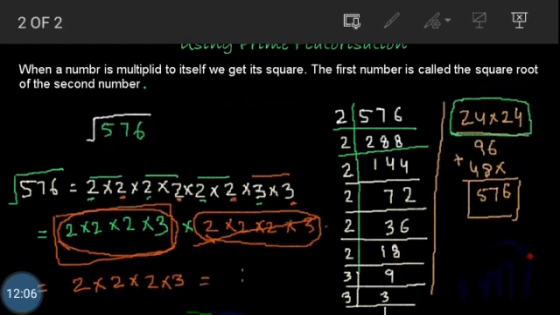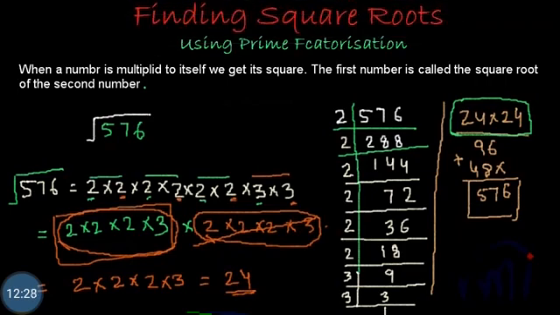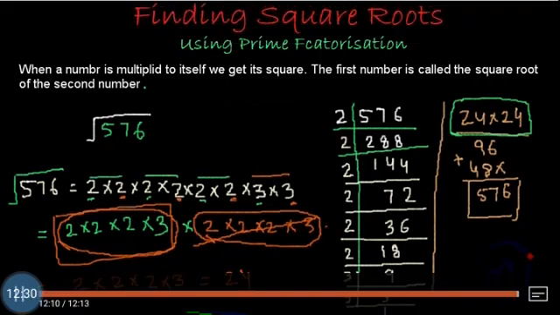2 2s are 4, 4 2s are 8, and 8 3s are 24. So I think it's clear to you now why we make pairs of numbers, and both the numbers in the pair should be equal, right? So this is the method of how we find square roots of a number using the prime factorization method. And after this, we are going to learn how to find the cube roots of a number using the prime factorization method.